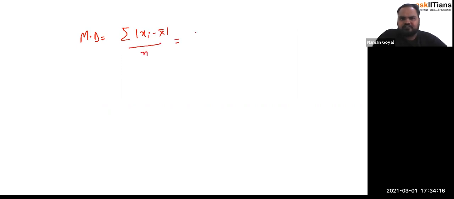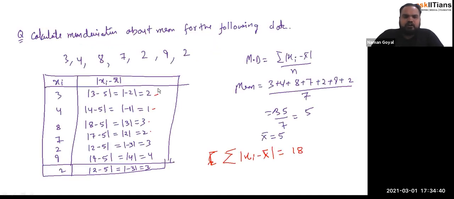So what is x bar? This quantity is 18 upon 7. So the answer is what? 18 by 7. Okay, if you want to calculate more, then you can calculate. Are you getting my point? So this is about mean deviation. So the formula is this. This is a very simple method to solve. Are you getting my point? Is there any doubt? No doubt. Okay, now let's move on.